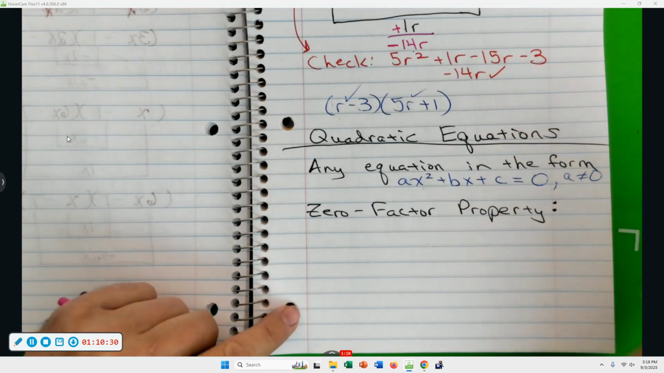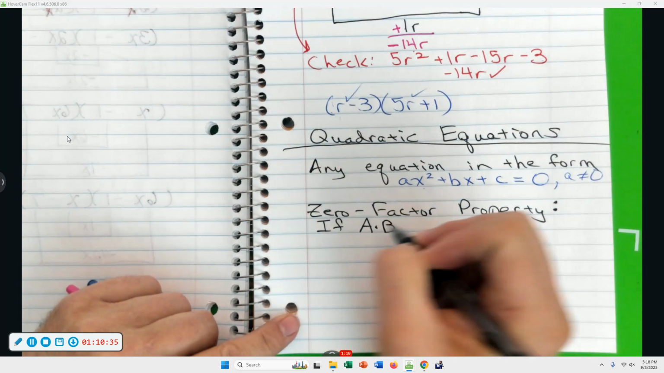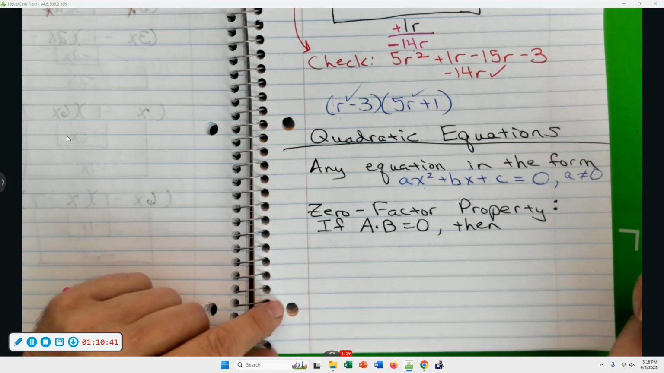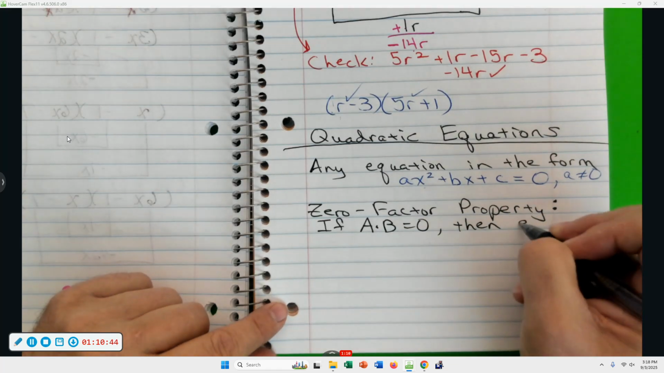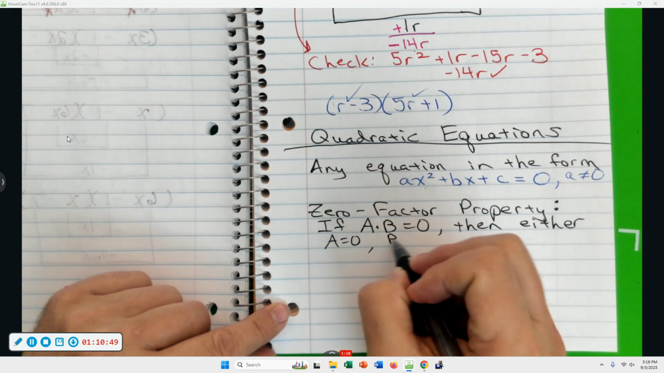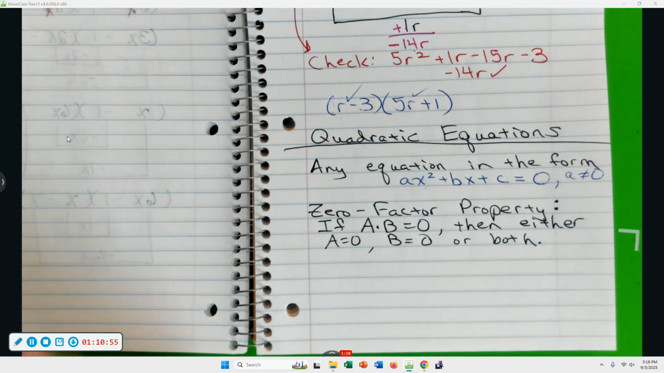The zero factor property says if you have a product A times B equaling 0, then one or more of those factors must be 0. That either A is equal to 0, B is equal to 0, or they could both be equal to 0. Although that shouldn't happen if they're factored correctly. Well, I guess you could if it's a perfect square, x plus 5 squared. Well, anyway, don't worry about that. Okay.